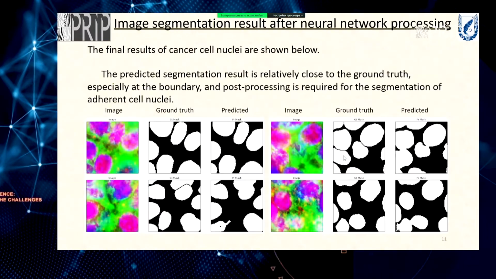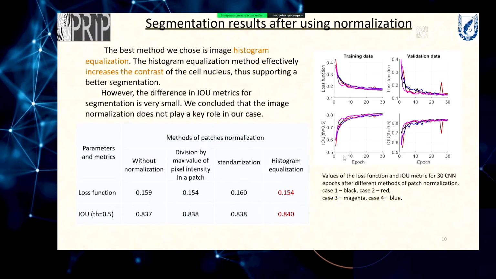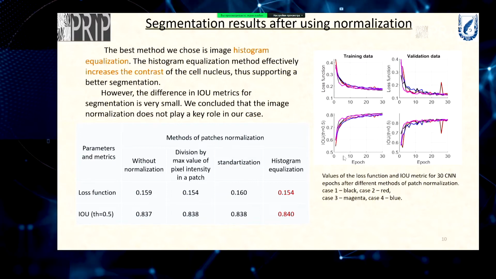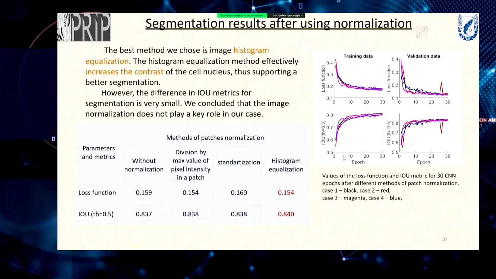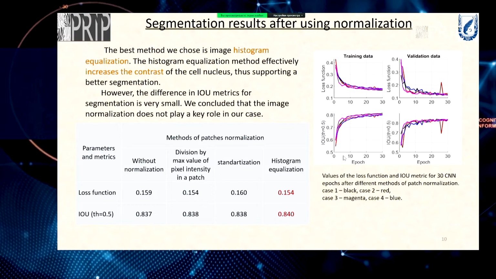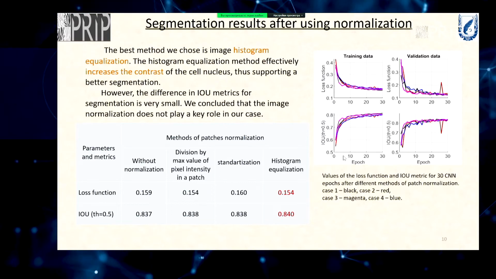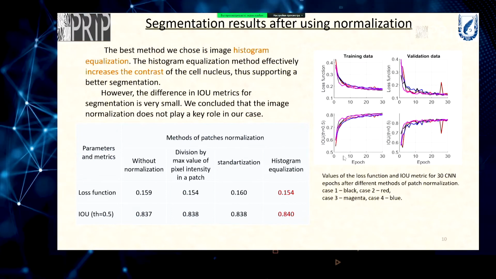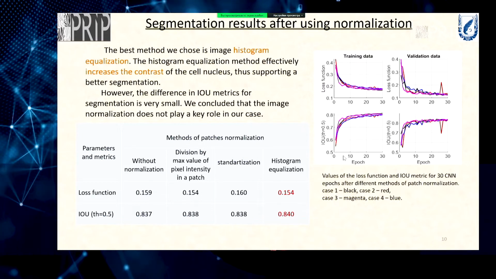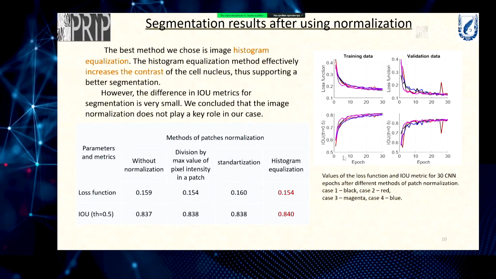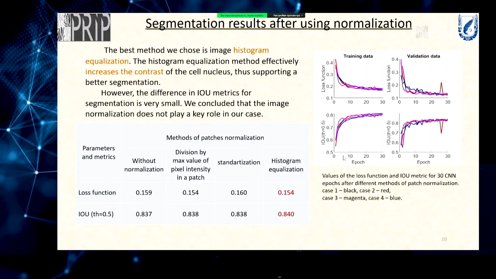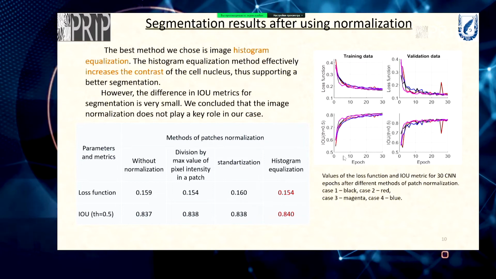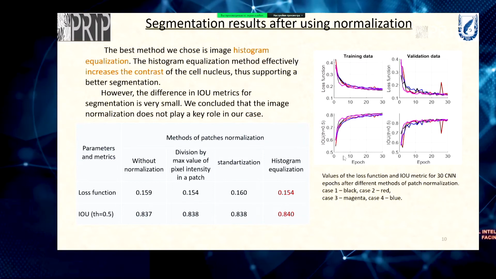with the others, it does not show an obvious difference. So we thought that image normalization doesn't play a key role in our research. So although we chose histogram equalization as the best one, it does not show the best performance.